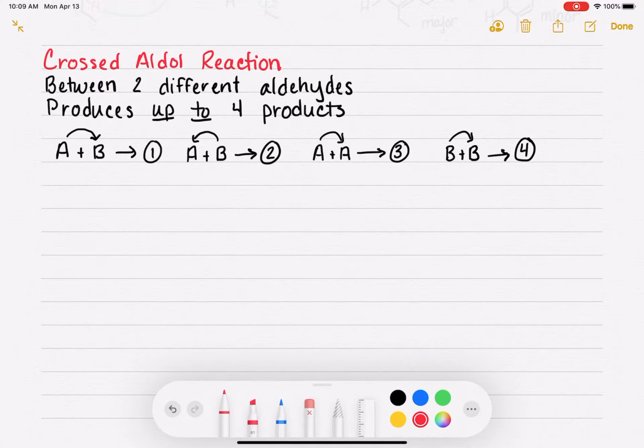of yield. Like, what if we only wanted product 2 and we were going to make all these other products along the way, and that just decreases the yield of our desired product. So, of course, we have a workaround in this situation, and this is called the directed Aldol reaction. So directed Aldol reaction is a type of crossed Aldol reaction. It is between 2 different aldehydes.